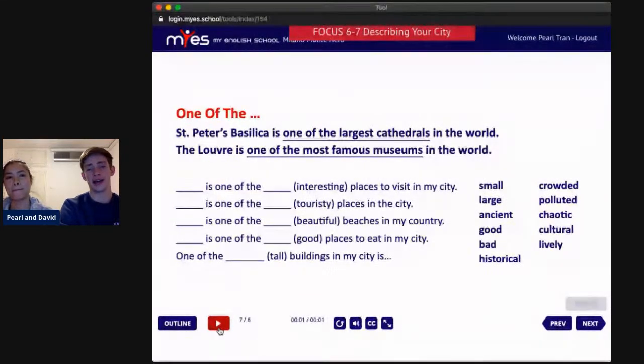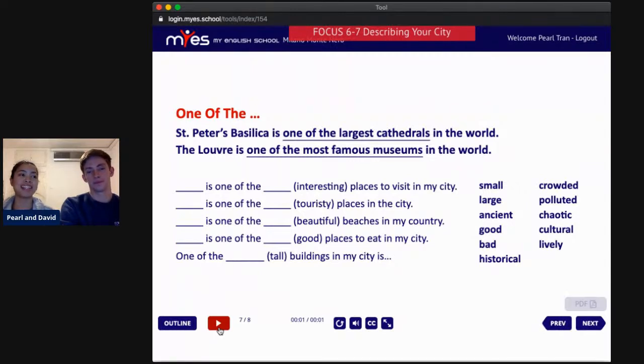So to clarify here, cathedrals and museums, is that singular or plural? It's plural, of course. We have an S at the end. So when we say one of the, we mean one of many. There are many cathedrals in the world, and St. Peter's Basilica is one of the largest cathedrals. There are many famous museums in the world, and the Louvre is one of the most famous museums in the world.